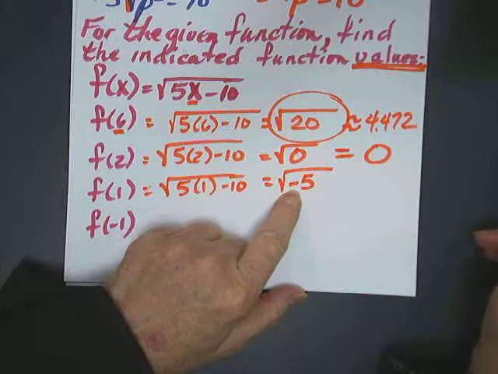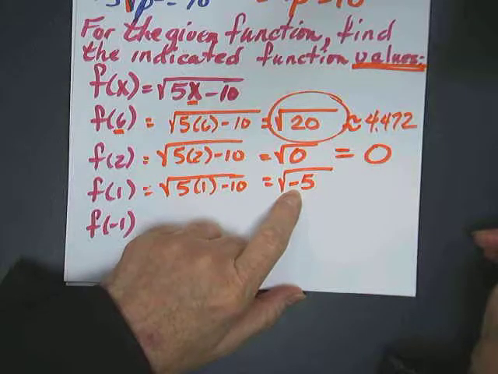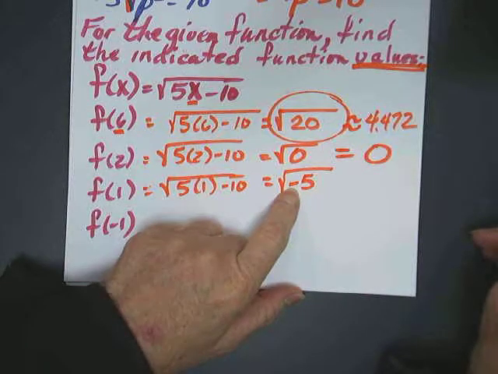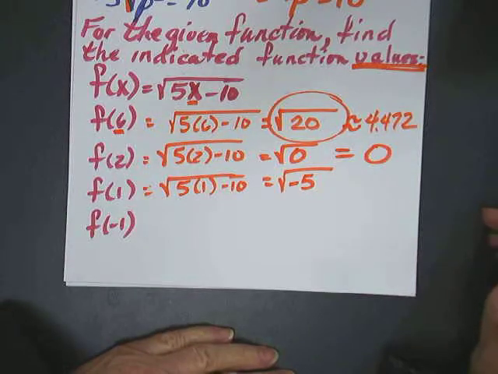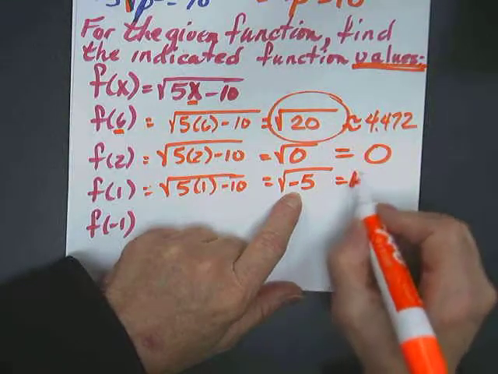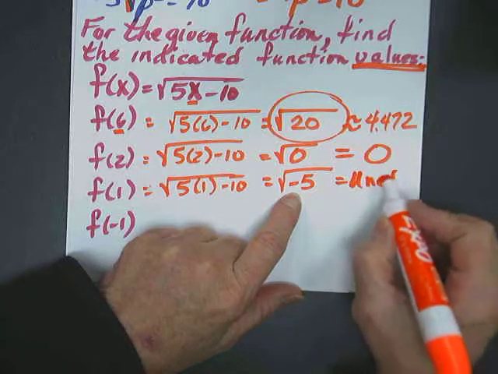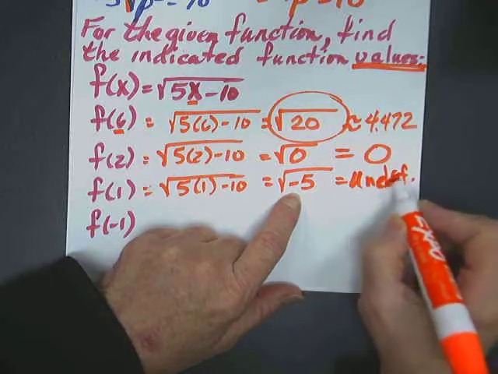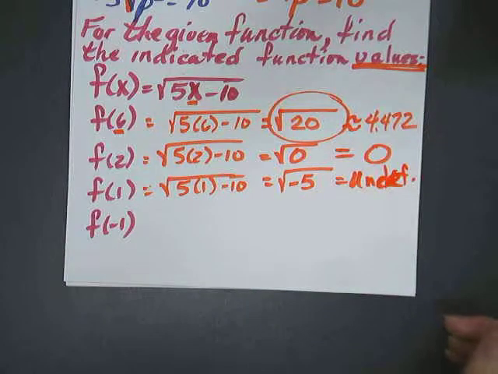What does it tell you when you do that on a calculator? Negative 2.236. No way. Undefined. You can't have a negative under here. Oh, I put it on the outside. No, no, this is under here. If you put it under here, it'll say error, undefined, something like that. You can't have a negative under here. So this is undefined, or it's not a real number.